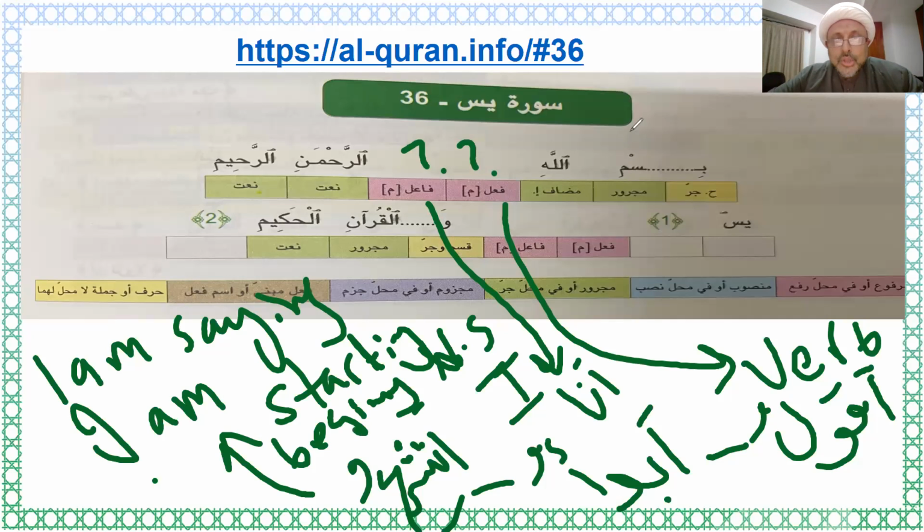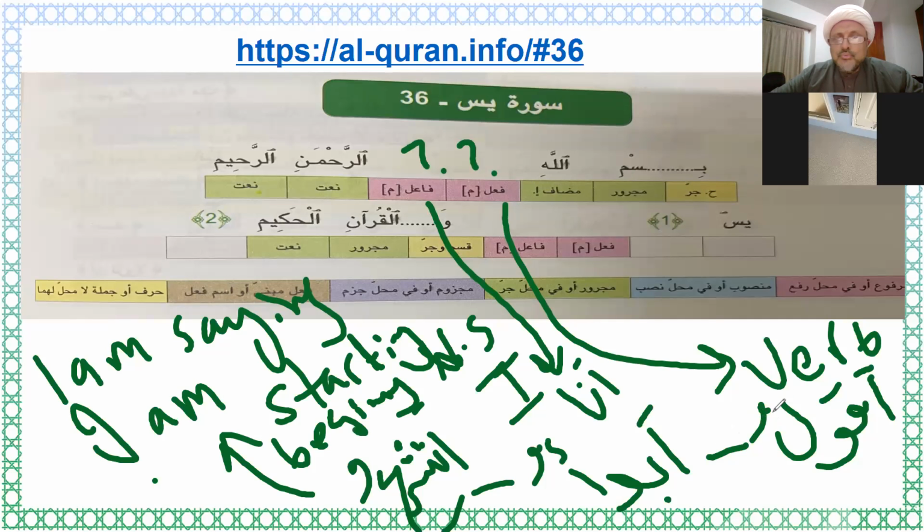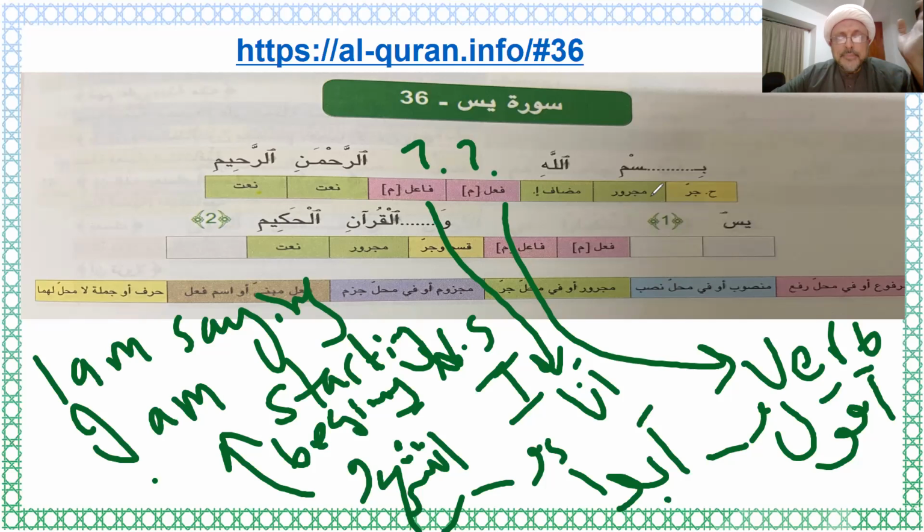complete. Okay, let me give some time to see if there's any question. Let me just complete this. So basically, I am saying, I am starting, I am beginning with what? With the name of Allah. See, with, by the name of Allah, with the name of Allah, the most merciful, the most compassionate. So now the sentence is sweet.